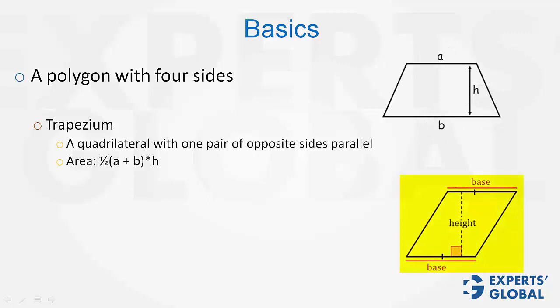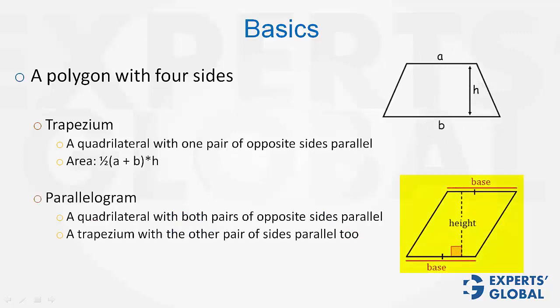Look at this one. This is a parallelogram now. So when a quadrilateral has 2 pairs of sides parallel, it becomes a parallelogram. The area of a parallelogram is simply base times height.